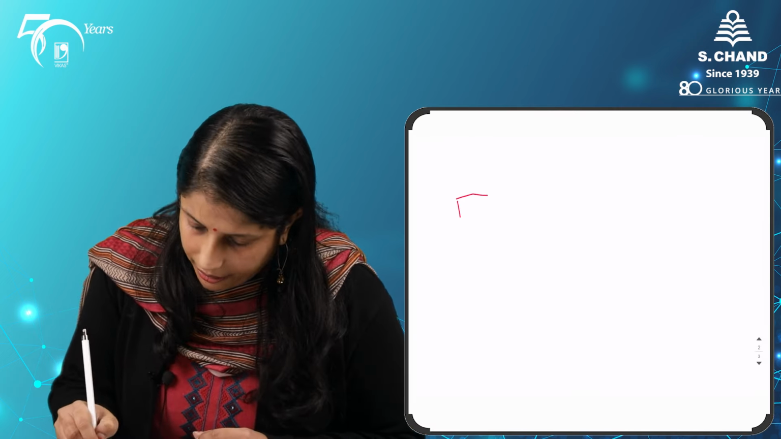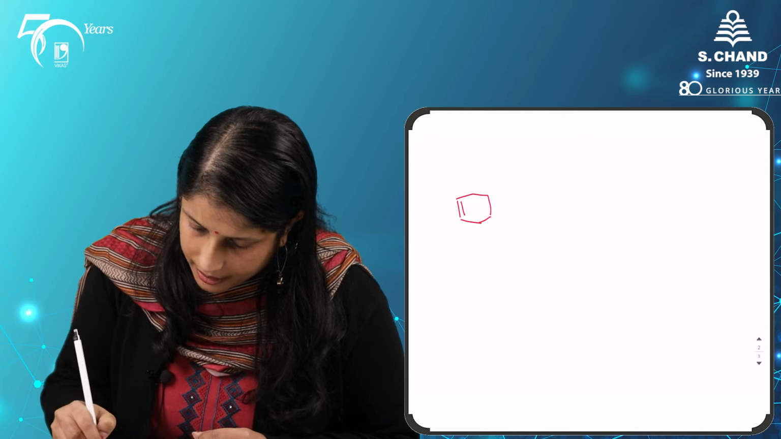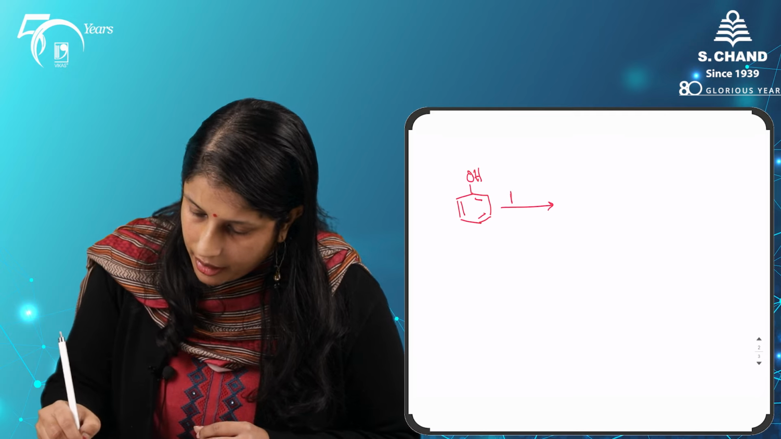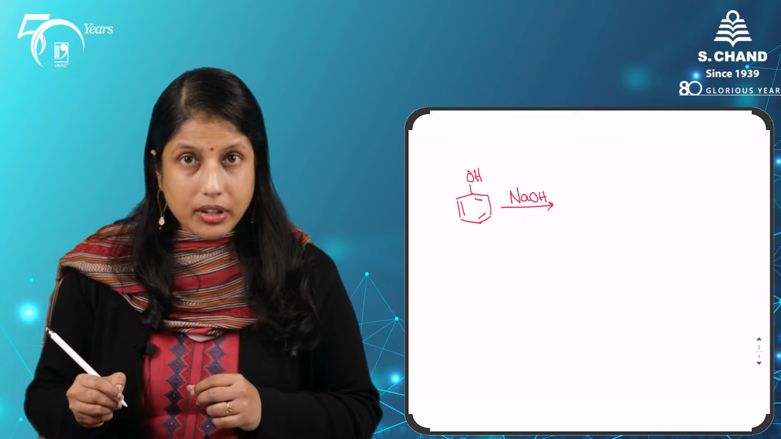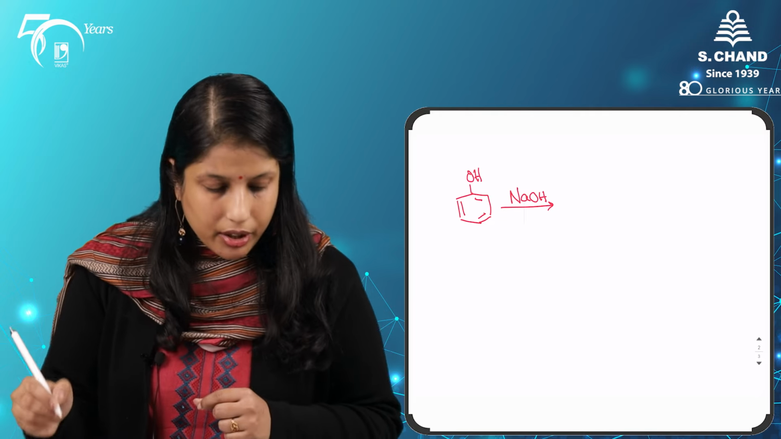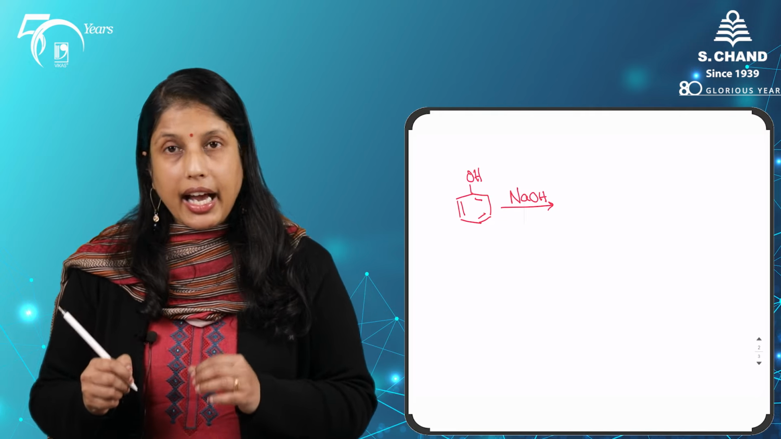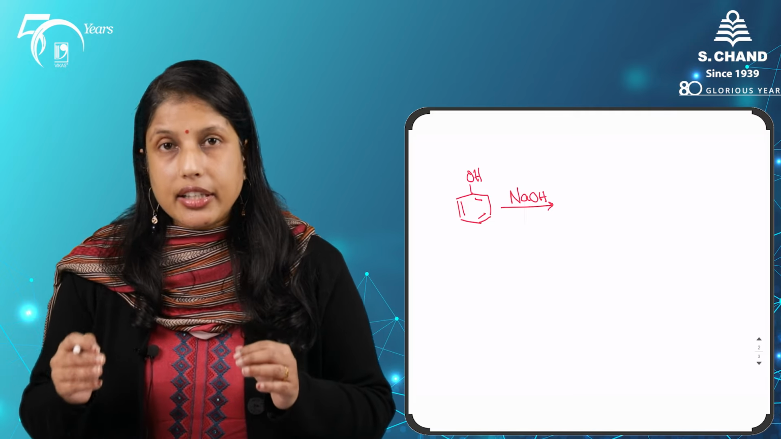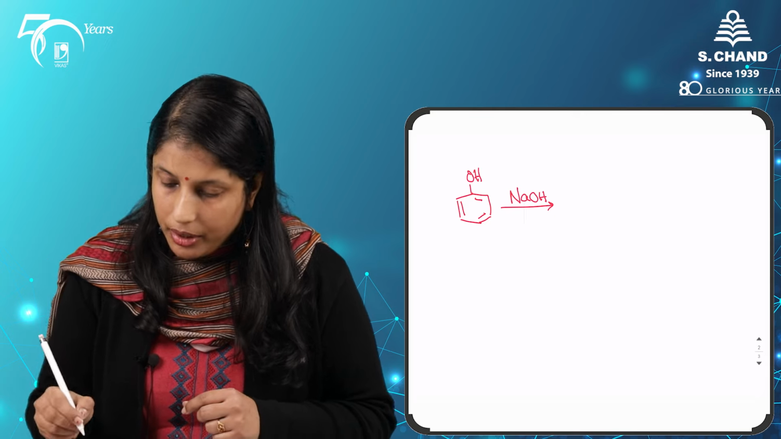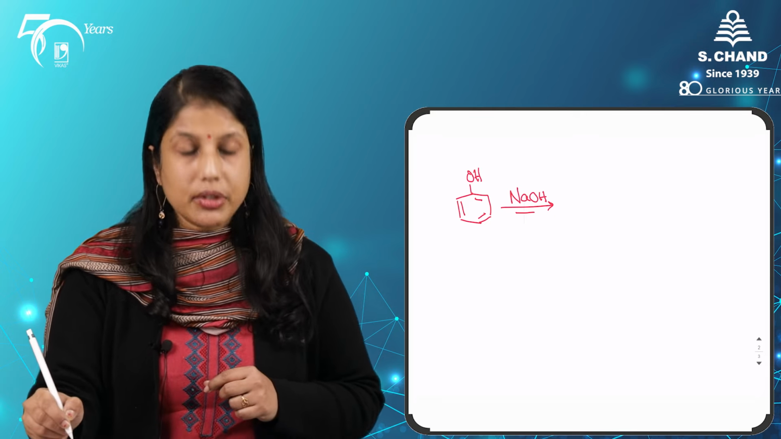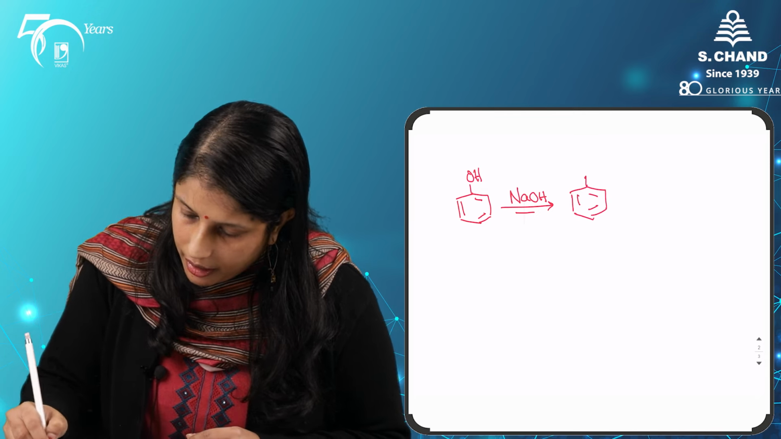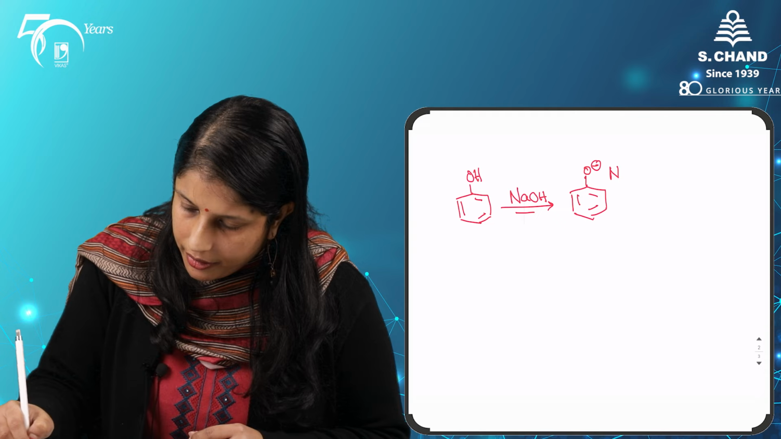So let's quickly look at this reaction. Here phenol is treated with freshly prepared sodium hydroxide, to which our benzoyl chloride is added, and we finally get the phenyl benzoate. How does the reaction happen? So I have phenol. When it is treated with sodium hydroxide, you have guessed it, it forms our sodium phenoxide.